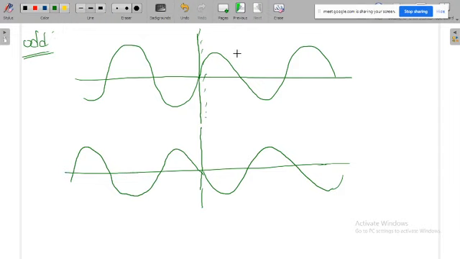If a sine signal is there and I take the mirror image with respect to the y axis, now I will get the diagram like this. This is the original sine signal. I am taking the mirror image with respect to the y axis. Now I will get it like this.